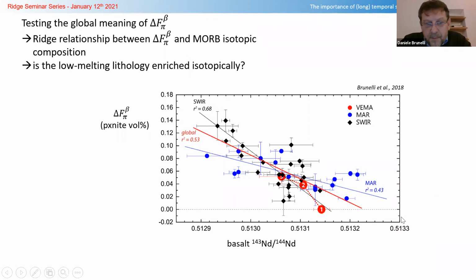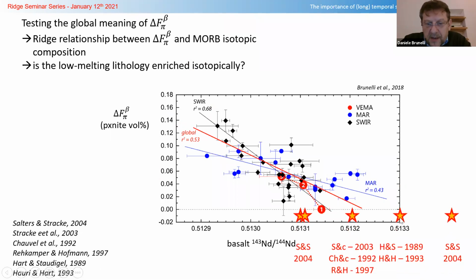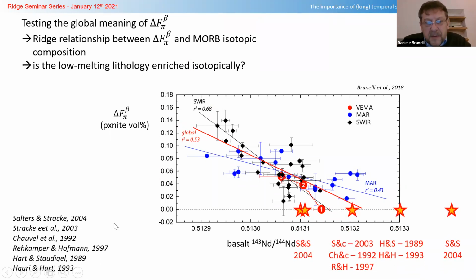And if we plot a global trend of the values that have been estimated over time, we see that the depleted mantle, which plots at 0,0 in this case, ranges from 51-31 to 51-34, and is exactly in the prosecution of these trends that we observe here.